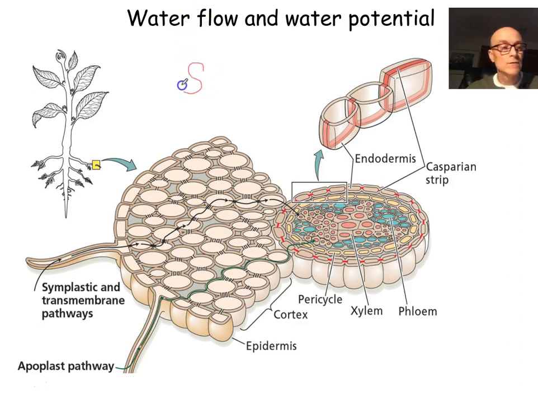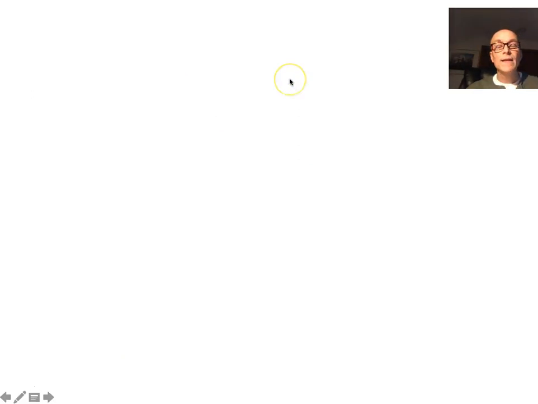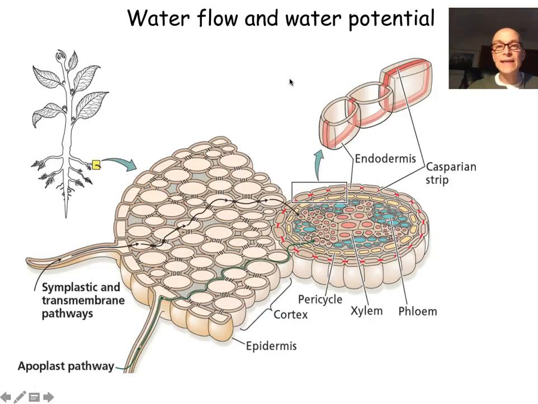Suberin is a waxy material, so that sort of impregnates the cell against water. Now, why is that important? Why is that advantageous for the plant?